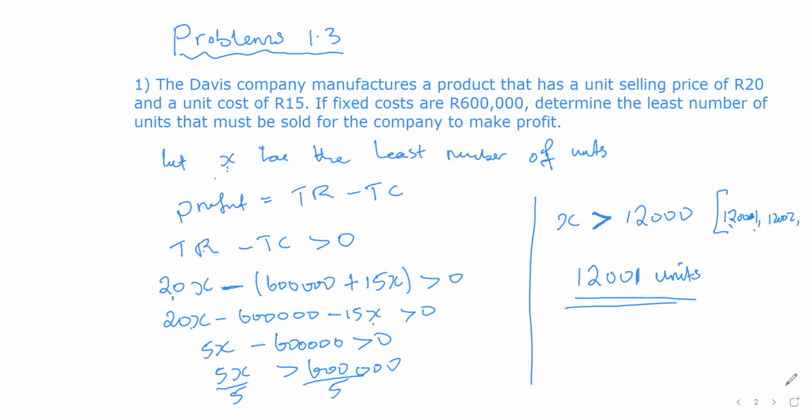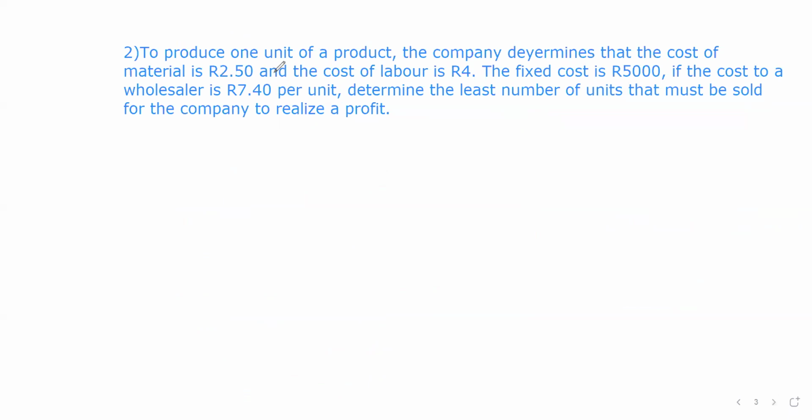Okay, let's look at the next one. It says that to produce 1 unit of a product, the company determines that the cost of material is 2 Rand 50 and the cost of labor is 4 Rand. The fixed cost is 5,000. If the cost to a wholesaler is 740 per unit, determine the least number of units that must be sold for the company to realize a profit.